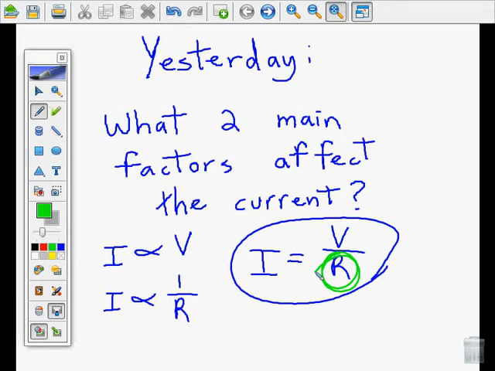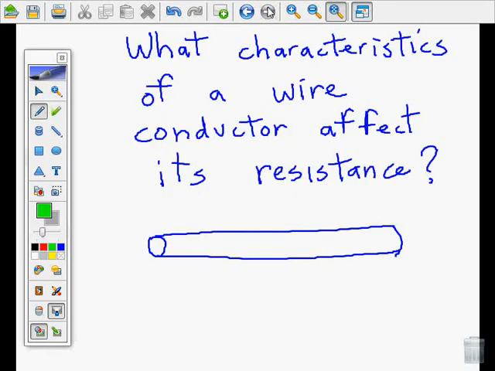And what physical characteristics of the wire give it a lot of resistance or a small amount of resistance? So today's lesson is about the resistance of the wire and what characteristics of the wire have an effect on its overall resistance.